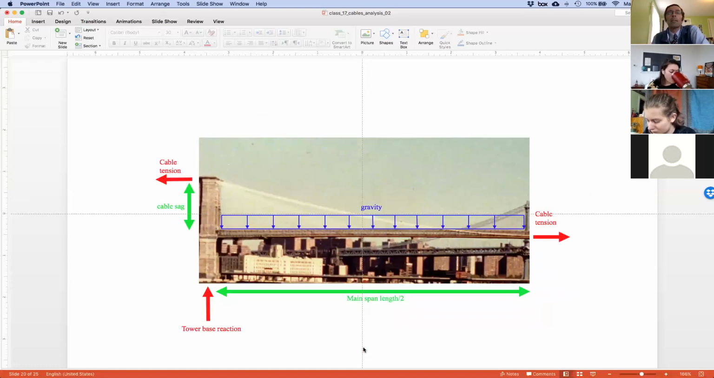In order to get the main cable force, I need to make some section cuts. This is what we do when we find internal forces of structures. The section cuts I want to make are one at midspan, that's here, and another one, in this case, just to the left of the leftmost tower. These red arrows indicate forces that are acting: tower base reaction, cable tension, and cable tension. Then the main span length and the cable sag are the key geometric parameters.